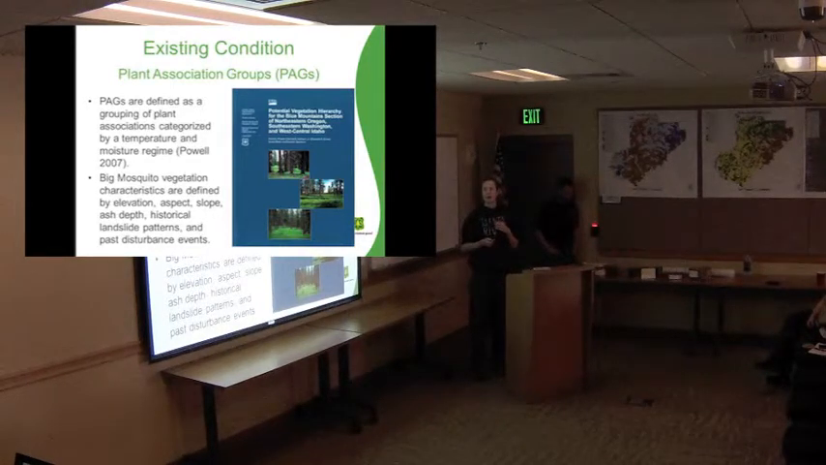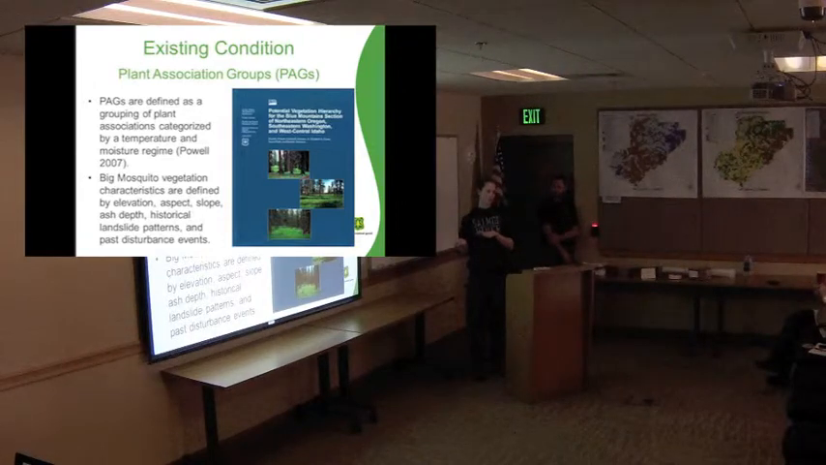First of all, PAGs are defined by a grouping of plant associations, and they're grouped by temperature and moisture gradients. And in the Big Mosquito area, the vegetation characteristics are defined by elevation, aspect, slope, ash depth, historical landslide patterns, and past disturbance events. And a lot of what we see from the vegetation in Big Mosquito is really influenced by some of the things that Hirsch and Bob have already talked about: soils, ash depth, landslide activity.